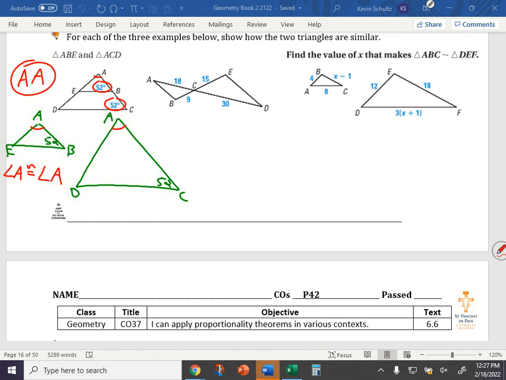How about that second figure there? These two triangles here, ABC and DEC. How can we prove those two triangles are similar?